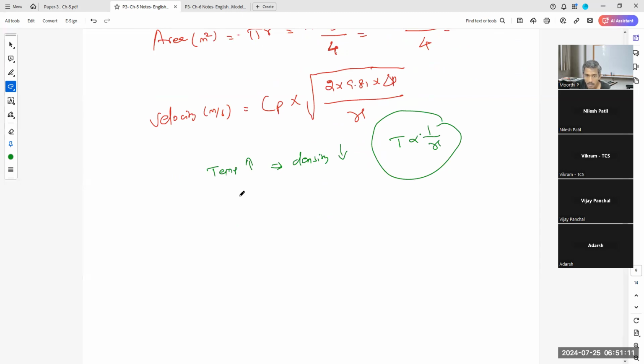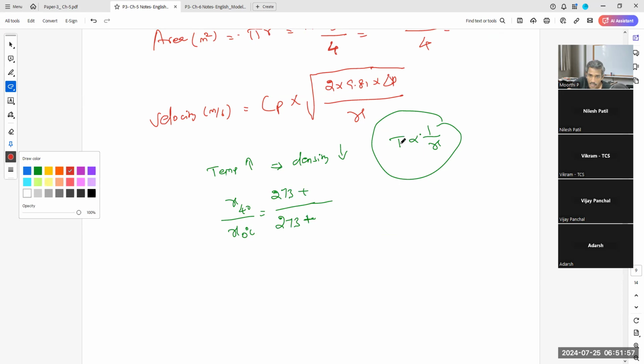Now you need density for 40 degrees Celsius. This is 0 degrees Celsius. Understood this one? 273 plus, you have to convert to Kelvin. What is the temperature here? From 0 to 40 degree. I told you, temperature is inversely proportional to density. Here coming 0 degree, here coming 40 degree. Understand?